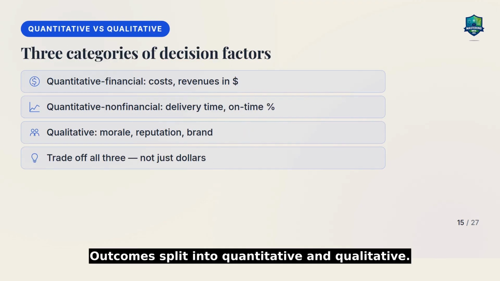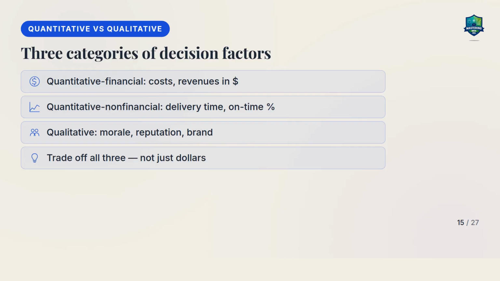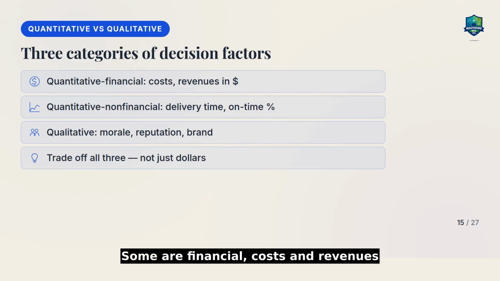Outcomes split into quantitative and qualitative. Quantitative factors are measurable in numbers. Some are financial, costs and revenues in dollars.